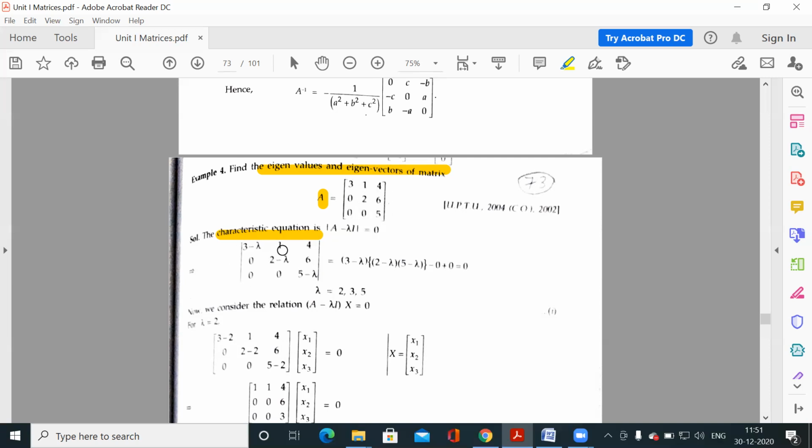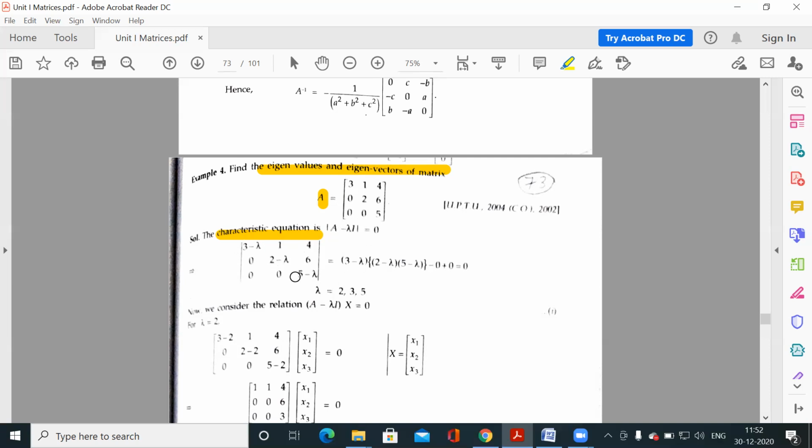The determinant has 3 minus lambda, 2 minus lambda, 5 minus lambda on the diagonal, and the rest of the elements are the same as they were in the matrix A: 1, 4, 6, 0, 0, 0. From the diagonal elements we have subtracted lambda. Now we have to solve this determinant, and this determinant is equal to 0.